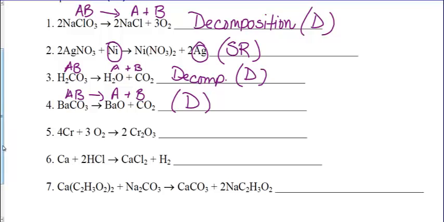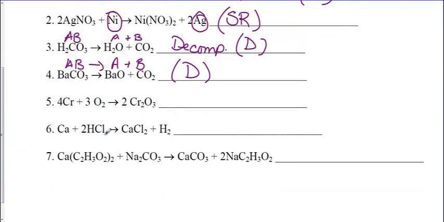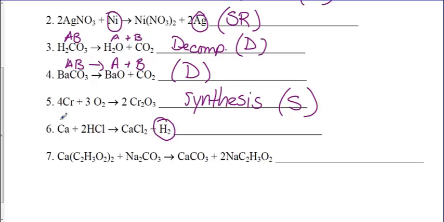So a new one, number 5. Now I have 2 reactants to form only 1 product. So I'm creating something here. So that would be synthesis. I'm making a new product with 2 reactants. Number 6, calcium by itself and 2 hydrogen chlorides. Now if I look on the right-hand side, I see hydrogen by itself. So now I see something alone on both sides, and they are different things. So this would be a single replacement.